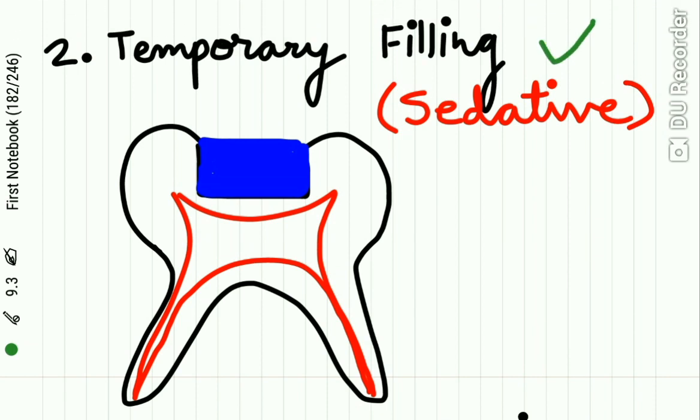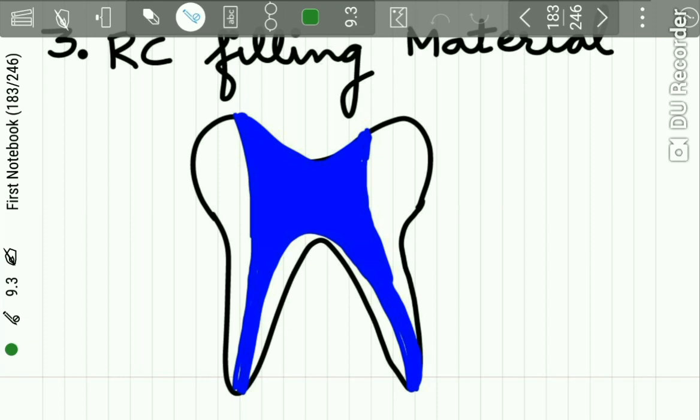Now, it can also be used as a temporary filling material. After the cavity is made, the ZOE paste can be put in the cavity as a temporary filling material. The ZOE paste has a sedative or a pain reducing activity, so it helps in healing the injured pulp.